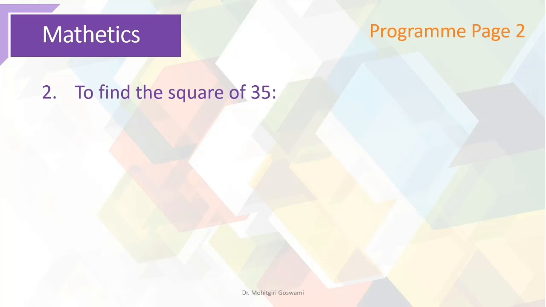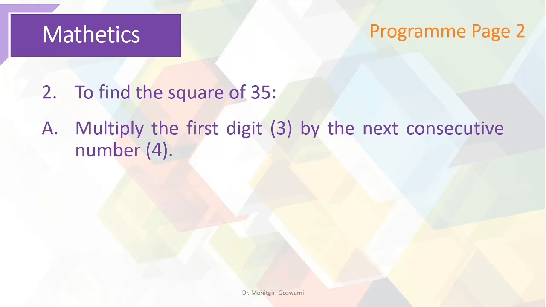The second frame: to find the square of 35. So here we are having an example. Multiply the first digit, which is 3, by the next consecutive number, which will be 4. So here, which information was given in the last frame? The learner needs to put that in practice.